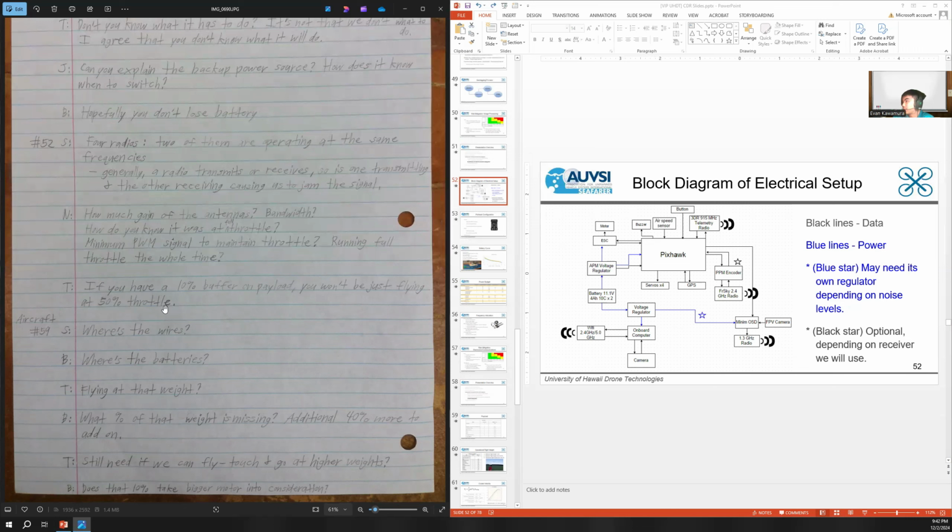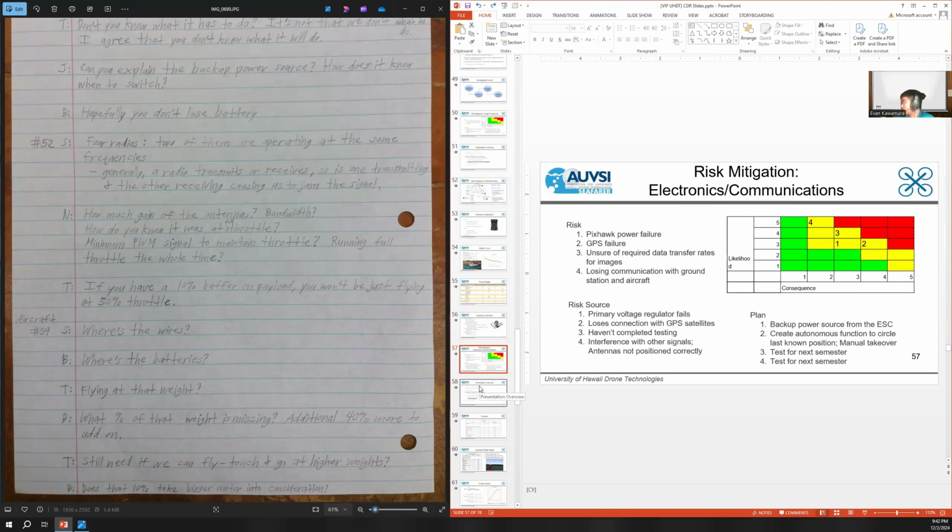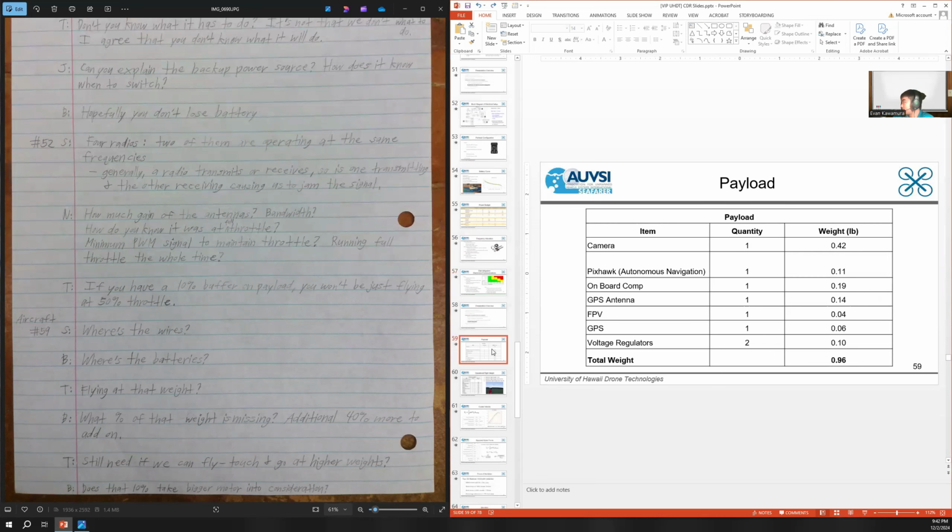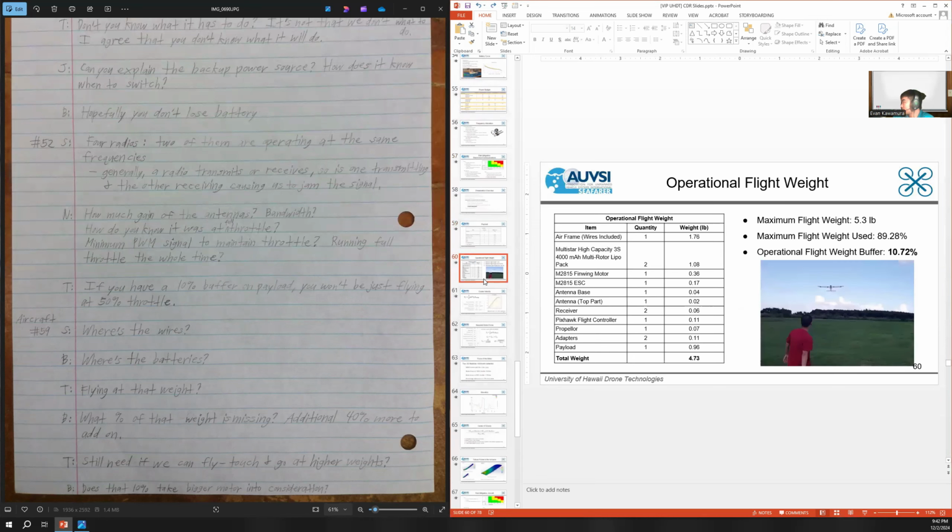And then if we have a 10% buffer on payload, you're not going to be flying at 50% throttle because it's going to be too heavy. You have to fly faster. I think we probably mentioned that after risks. So this comment here, 10% buffer payload, operational flight weight buffer 10.72%. Yeah, so you can't be flying at half throttle if the plane is pretty heavy.